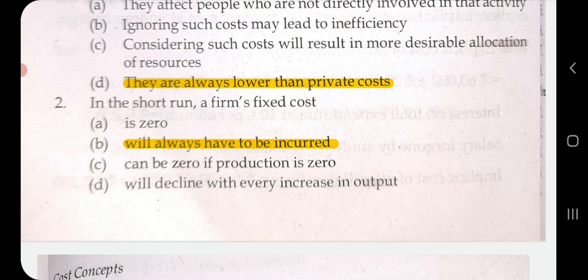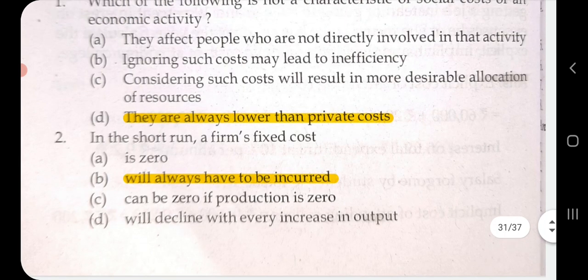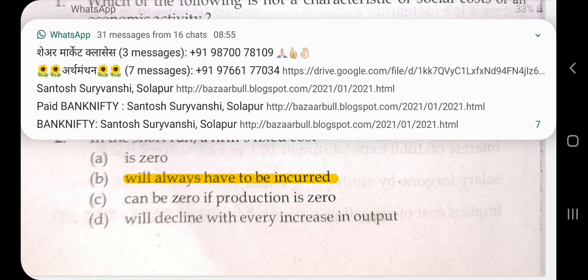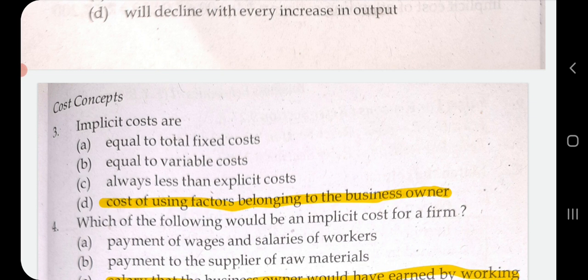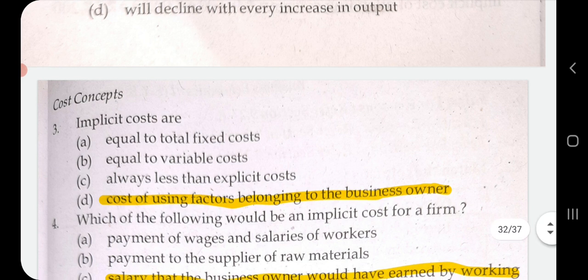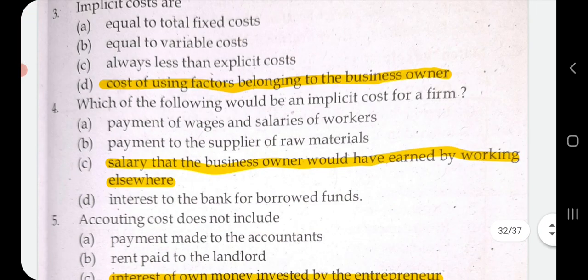Second question, in the short run the firm fixed cost dash dash, and the answer is will always have anchored, मतलब in the short run fixed cost उतना ही. Third question, implicit costs are dash dash, and the answer is cost of using factors belonging to the business owner. Fourth question, which of the following would be an implicit cost for a firm? And the answer is C, salary that business owner would have earned by working elsewhere.